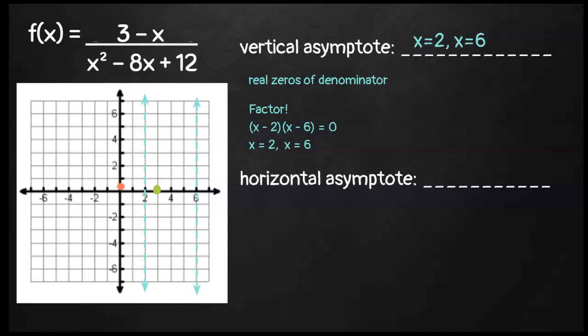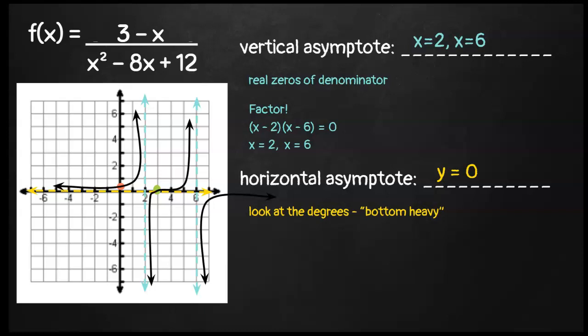With my horizontal asymptote, again, looking at the degrees. The degree of the numerator is a 1, right where that x is. The degree in the denominator is a 2, so my function is actually bottom heavy. So my degree in the denominator is bigger. When we're bottom heavy, we're always going to have an asymptote at y is equal to 0. Now we're going to draw the branches appropriately. So now you have 3 different branches.